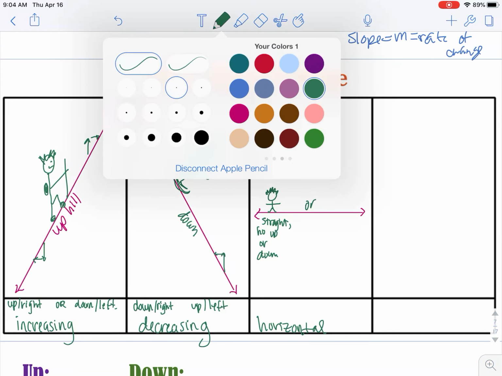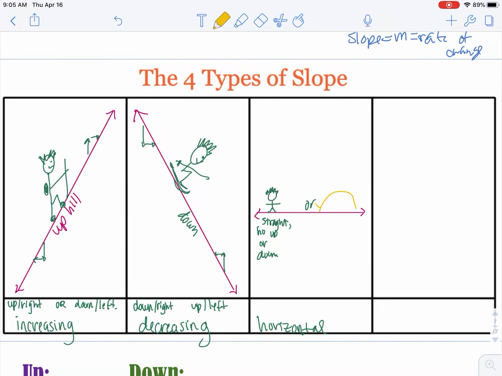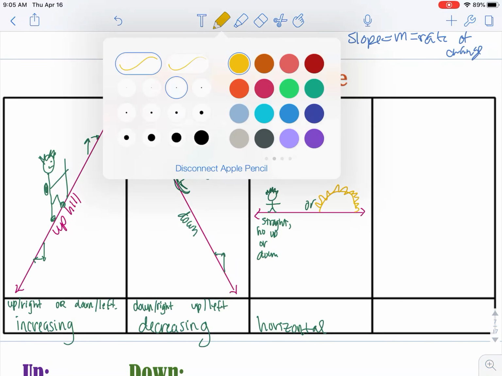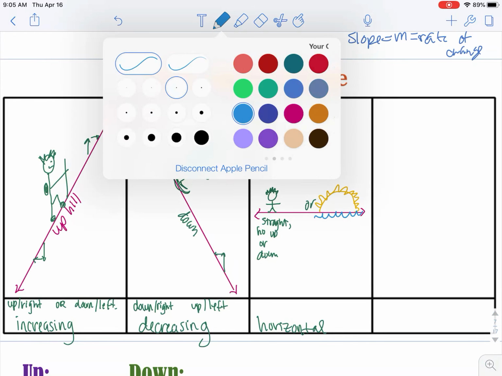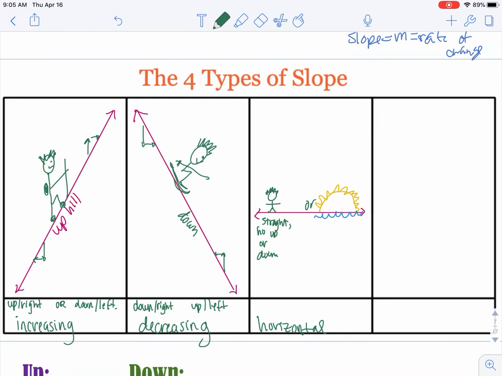Another picture we can draw is a beautiful sunset. When you watch the sunset, you're watching the sunset on the horizon. So this is just going side to side. No up or down. Because we're not actually talking about the movement of the sun. We're talking about the horizon.